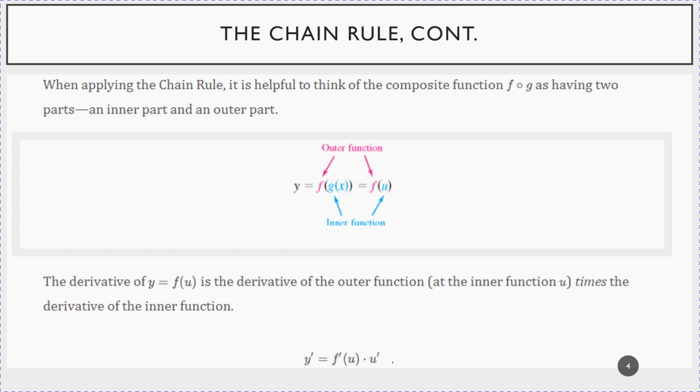It's okay to look at this and be a little confused, like, what exactly is going on here? I have this f of u, but u is a function of x itself. It's a little weird. So let me introduce this with an example. Let's find the derivative of the following.